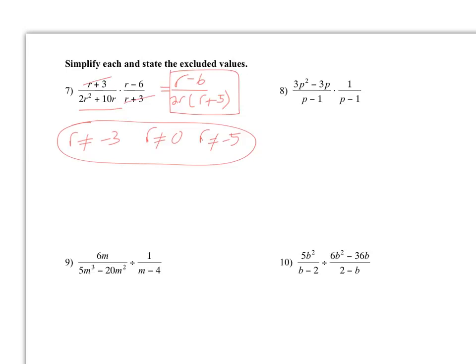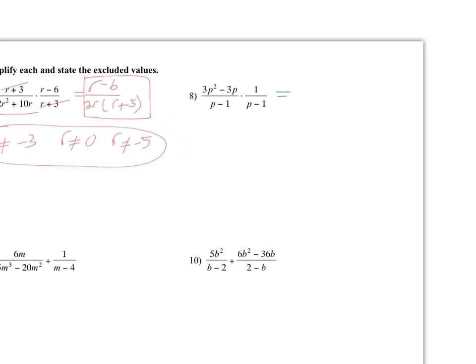So again, let's look at number 8. I notice right off the bat I can factor that numerator, which is going to be really helpful. And I can't quite cancel that p minus 1 and that p minus 1 because they're both on the denominator. They don't make this giant 1. So my first step in solving this problem is to factor the numerator on the left-hand side.